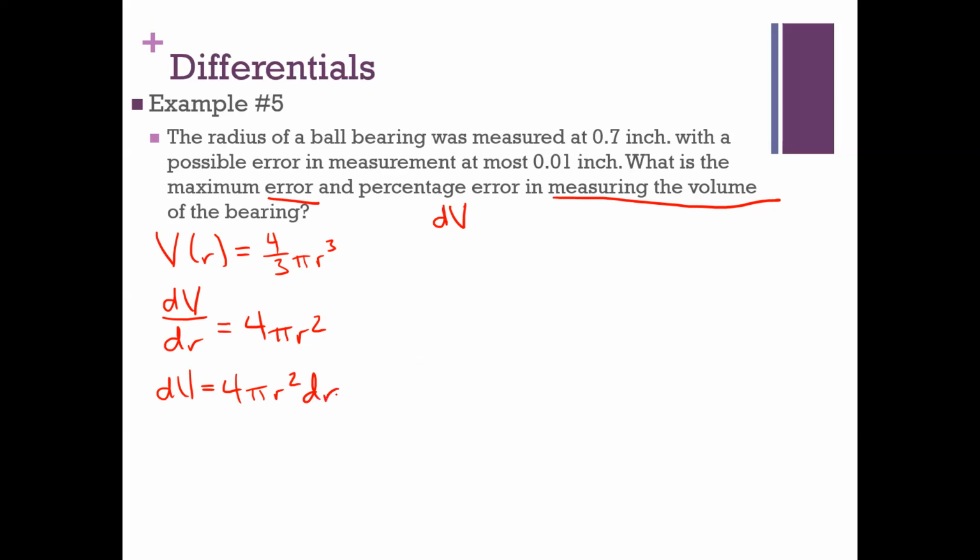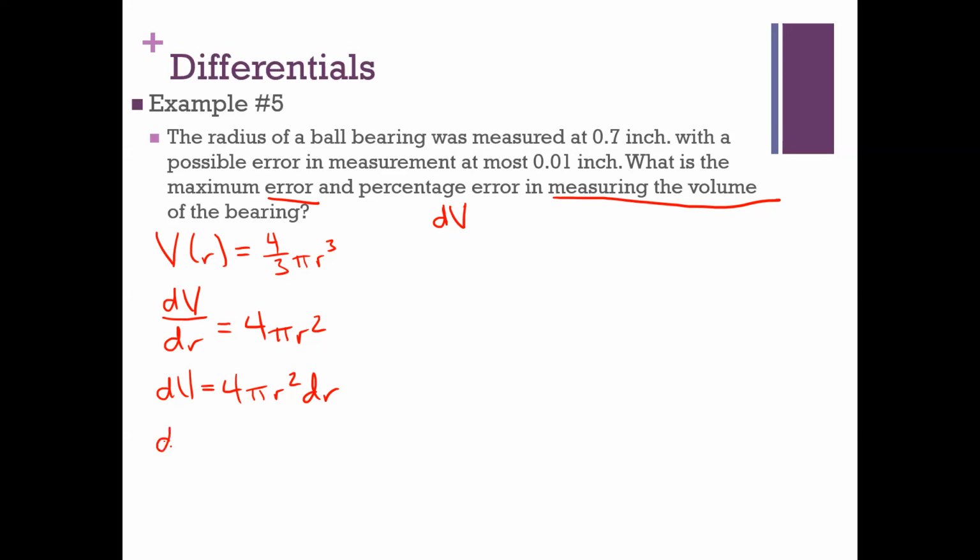If I told you dV is a small change in volume, then what does dr stand for? Small change in value. Right, and in this case, that would be 0.01. That's 0.01 because I'm telling you I believe my radius is this, but it could be within 0.01 of that. So you could input 0.7 for r and 0.01 for dr. And that's exactly what I'm going to do.